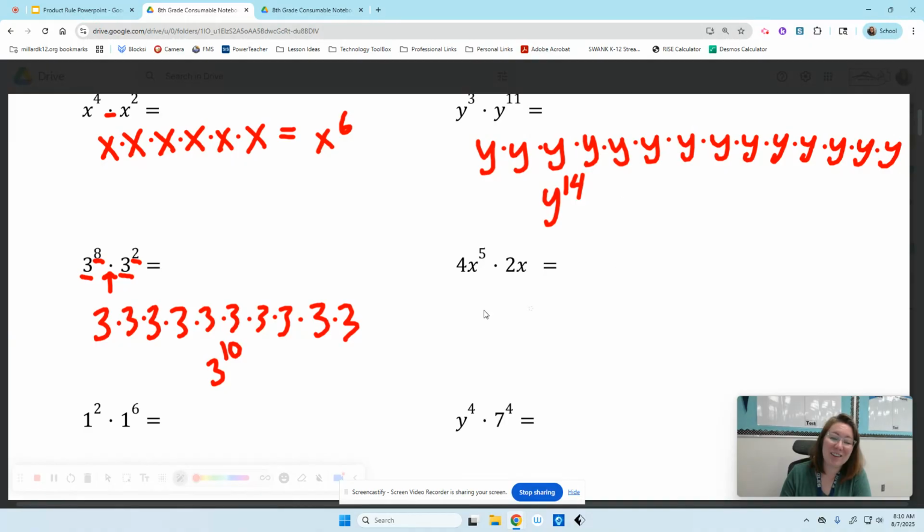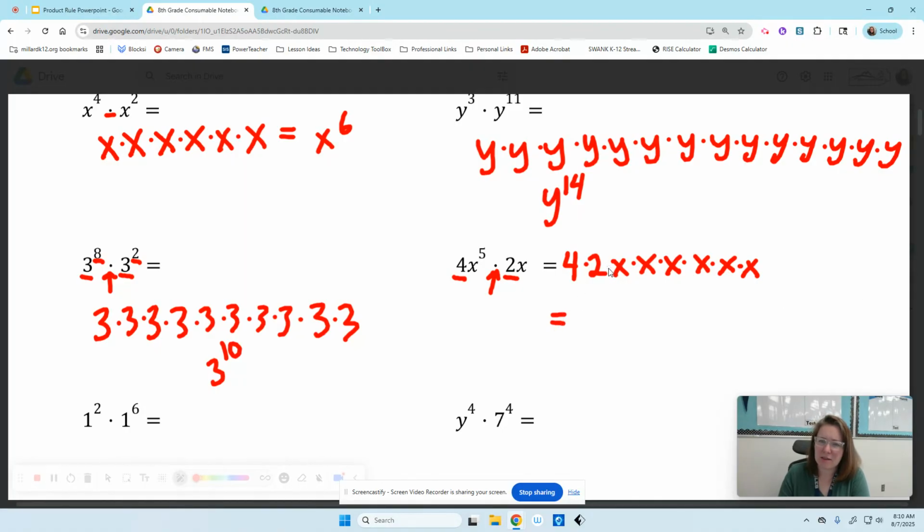Okay, over here, a little challenging one. This 4 does not have an exponent. This 2 does not have an exponent. So we just kind of push those off to the side. I'm going to write multiply because that's what it tells us to do. Okay, push them off to the side. Let's deal with the other stuff. X to the 5th. 1, 2, 3, 4, 5 times, this just says x, so I just have to add an x in there. Now we can simplify all of that.